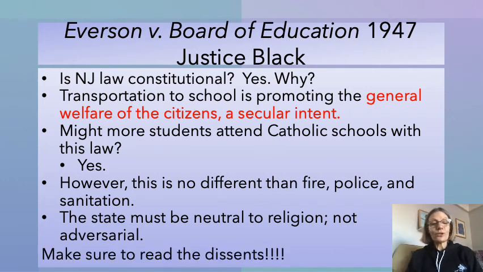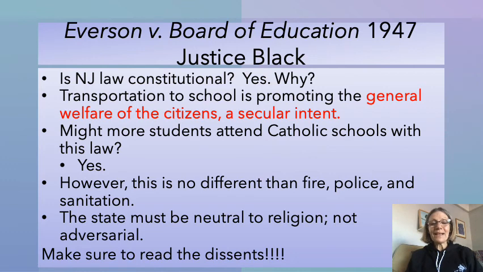Make sure to read the dissents, okay? Because the dissents are really compelling. The dissent is basically saying that this law is unconstitutional because it makes a taxpayer pay taxes that go directly to a religious school, basically. They say that the state can use taxes to reduce poverty and unemployment, but they can't use tax dollars to aid religion, and that is what this New Jersey law does.